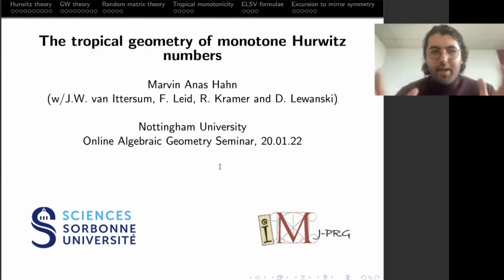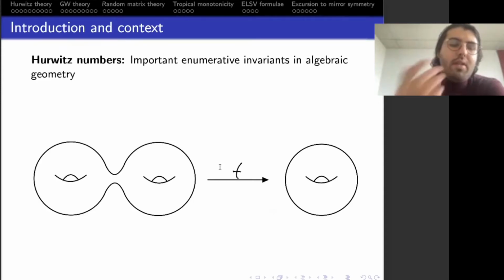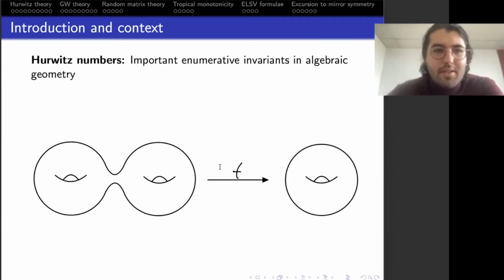Before I start with the actual contents, I want to begin with an introduction and give some very general context. Today's talk is on Hurwitz numbers, as the title says, and Hurwitz numbers are important enumerative invariants in algebraic geometry. They enumerate holomorphic maps between Riemann surfaces, and here we have such an example. Here I have a genus 2 Riemann surface and a genus 1 Riemann surface, and I simply look at a holomorphic map from this surface to this surface.